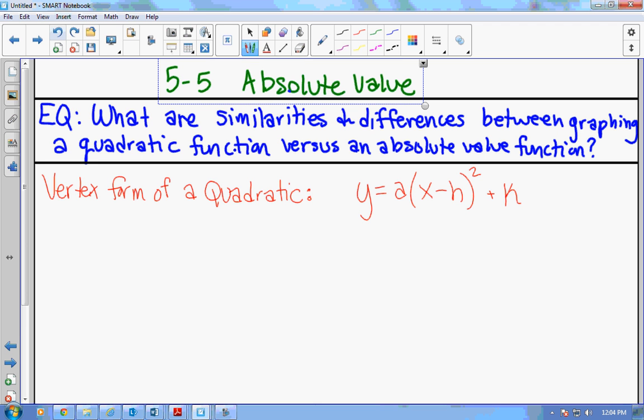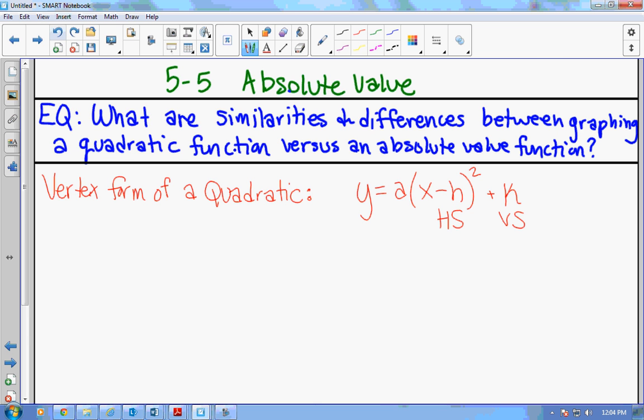Okay, in quadratics, the A's do a special thing. It affects the steepness of the graph. You can also flip it if it's negative. What does the minus H do to the graph? H also starts with an H, horizontal shift. And the K is vertical shift.